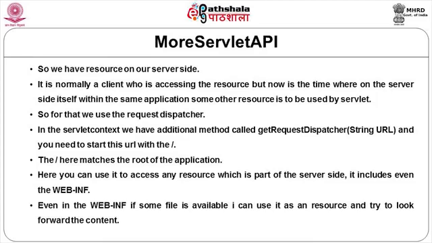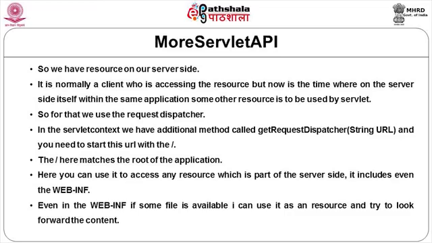Let us see how we can get the object of request dispatcher. One way is to use the servlet context. In the servlet context, we have a method called getRequestDispatcher, which takes as parameter a string which is a URL. The string which we write in the getRequestDispatcher method of the servlet context must start with a slash. The slash here matches the root of the application. So, after our application name, slash and whatever it is, you could use it to access any resource which is part of the server side.